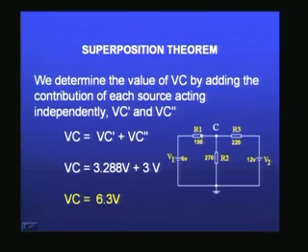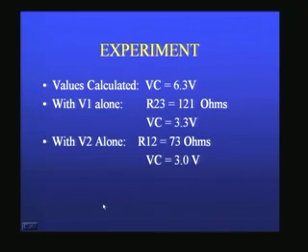So all that I have to do is add these two here by superposition theorem, that comes out to be 6.288 or approximately 6.3 volts. So you can see the values calculated. Vc is 6.3 volts by superposition theorem. If I take V1 alone, I have 121 ohms and 3.3 ohms. When I take V2 alone, it is 73 ohms and 3 volts. Therefore, now let us quickly go and do the experiment and find out whether we get these values.